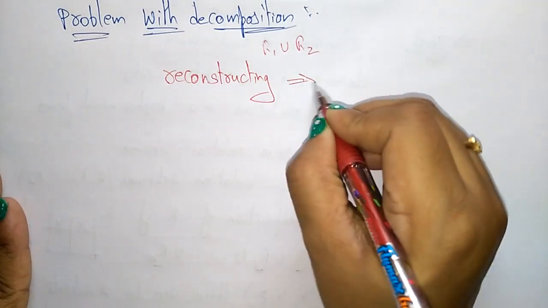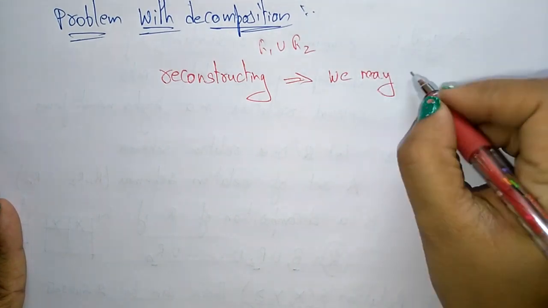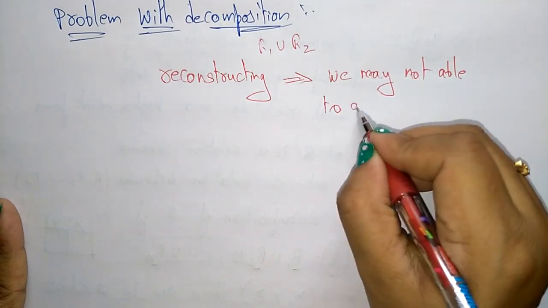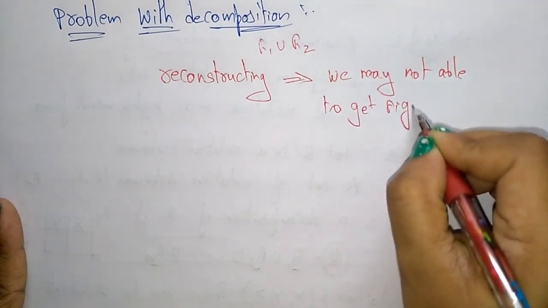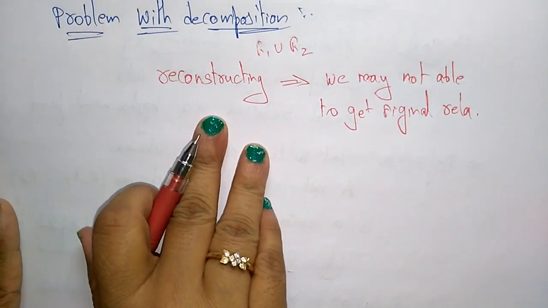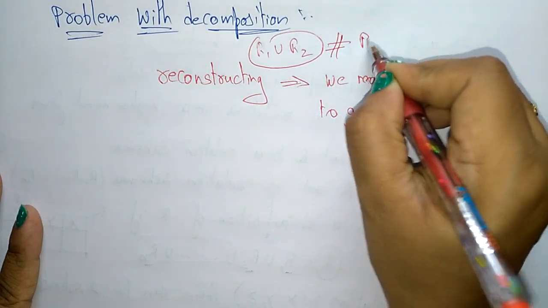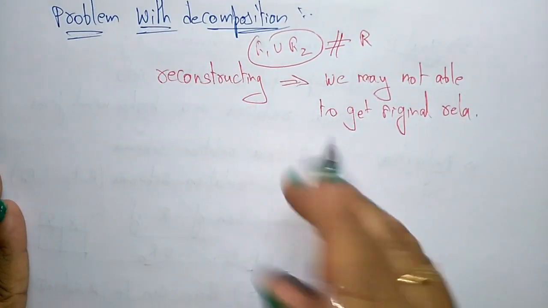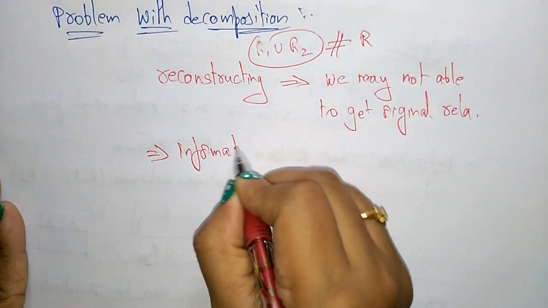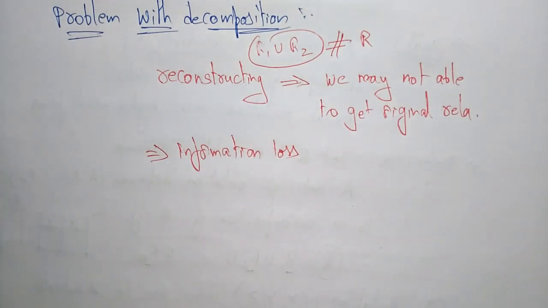Whenever we reconstruct, we may not be able to get the original relation. After reconstructing, we may not get the original relation, which means some information is lost, an information loss. So that is a problem with decomposition. How is the information lost?